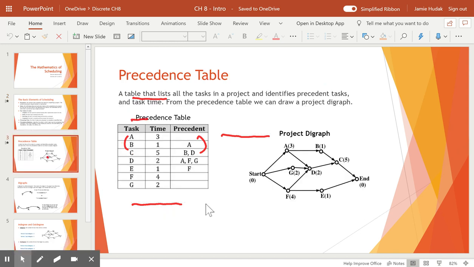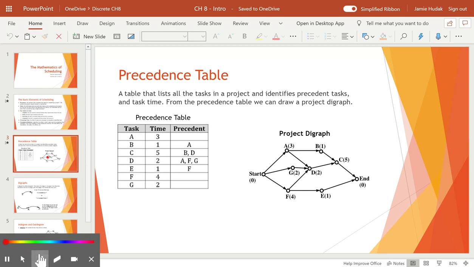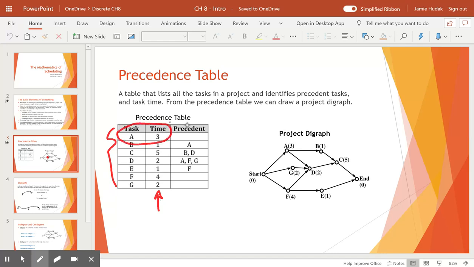Okay, so here we have a precedence table. This precedence table gives us our task lists over here, tasks A through G, and then the next column is the amount of time it takes to complete each of those tasks. You'll see here that A is paired up with 3, and in the graph, A has a 3 next to it. That 3 is the amount of time it takes to complete task A by a single processor.